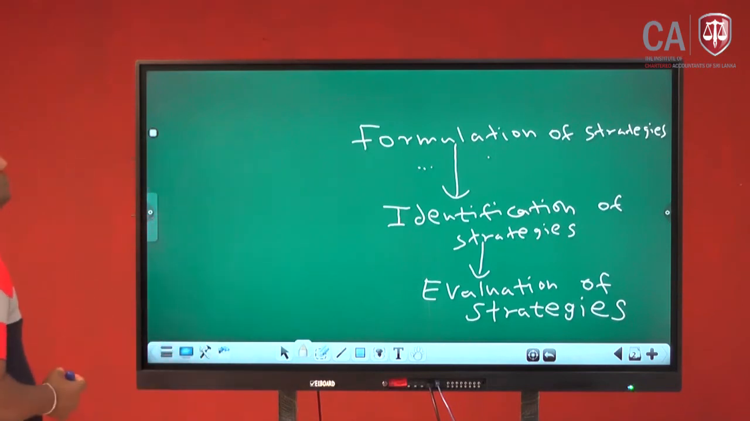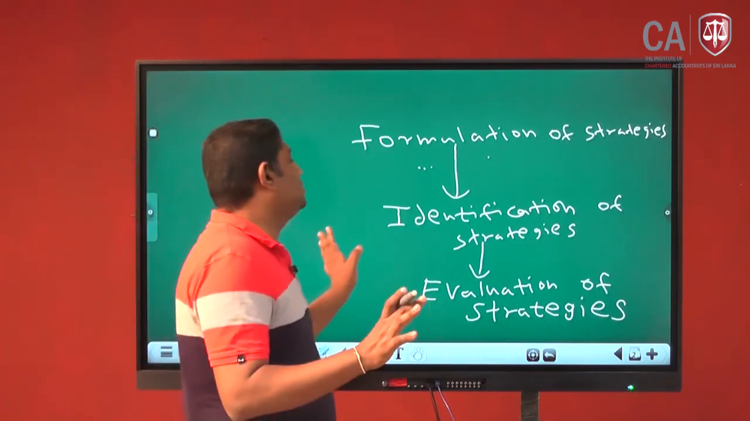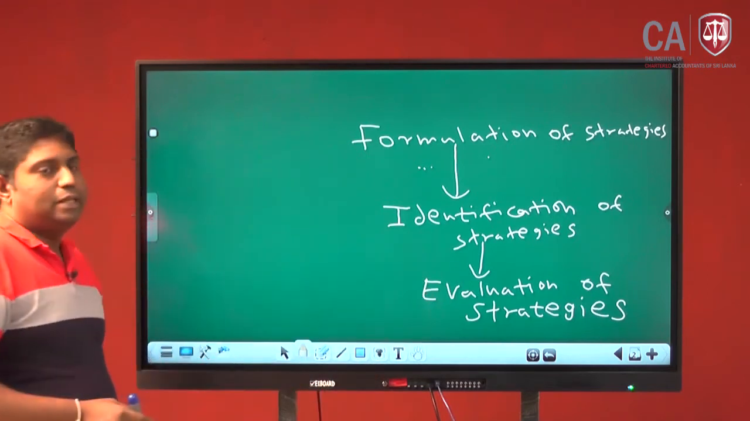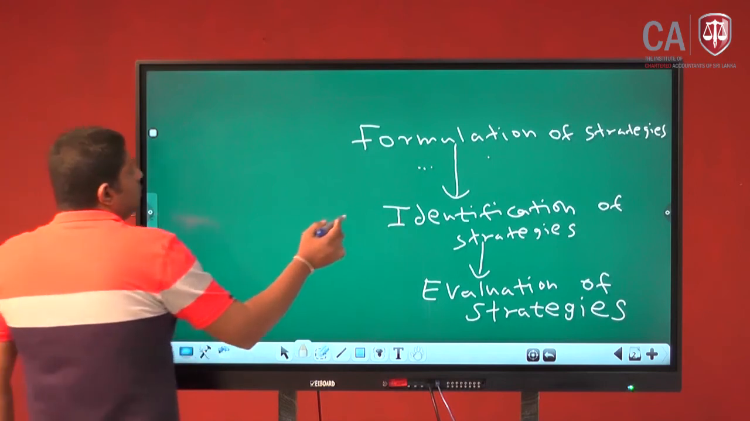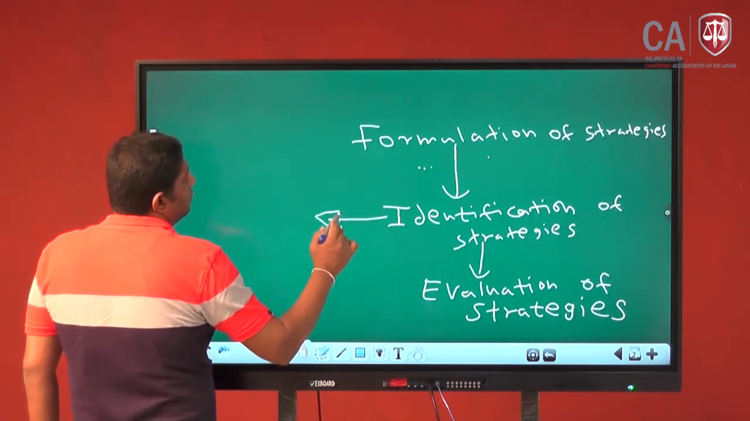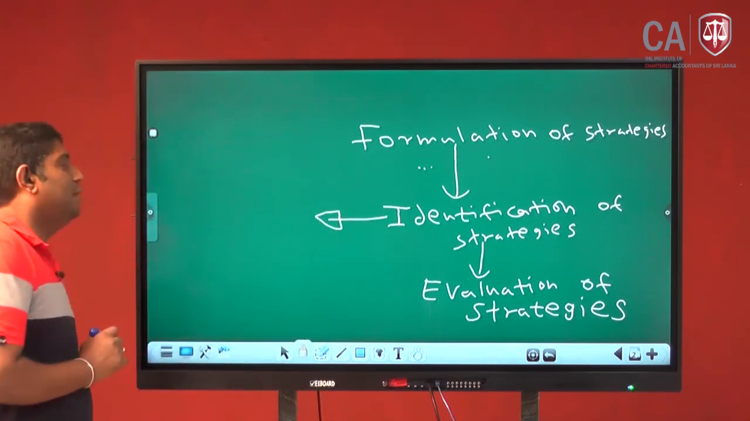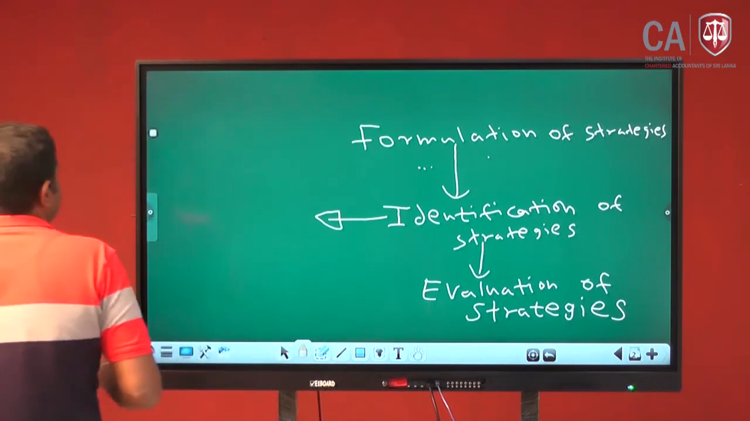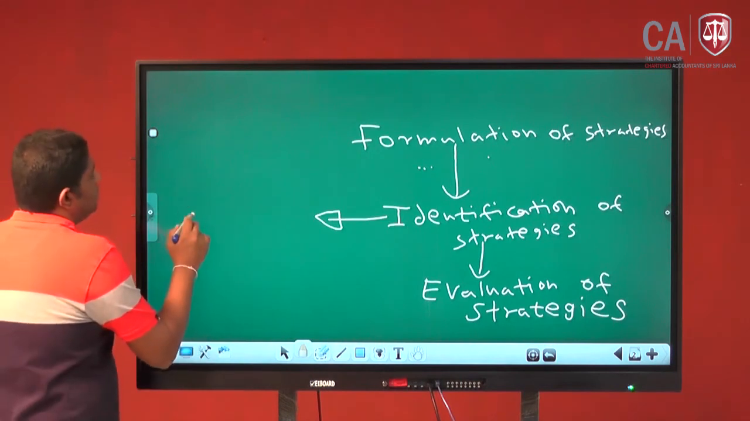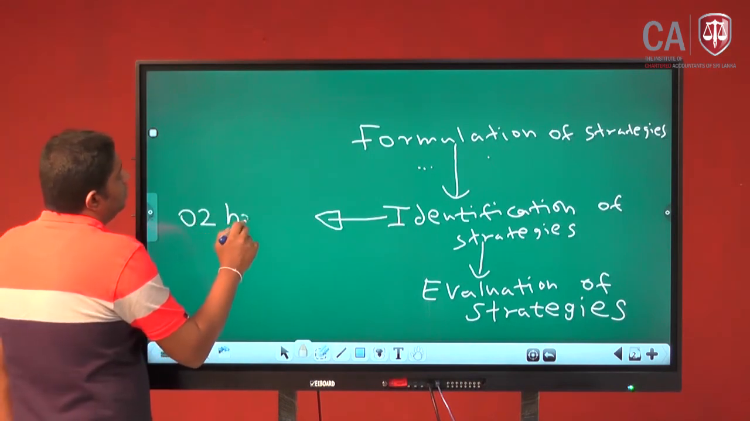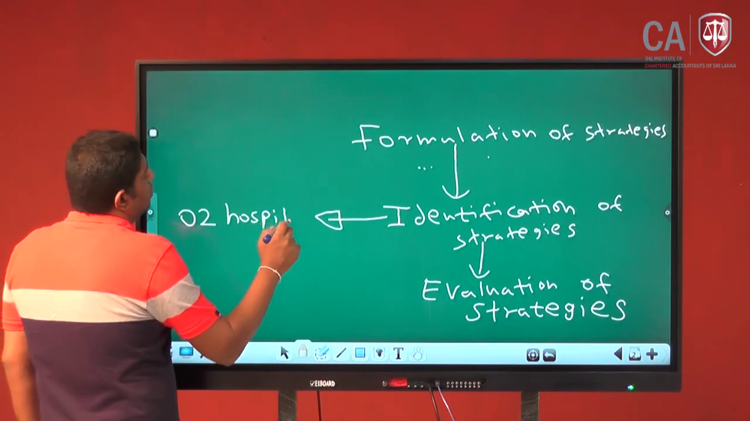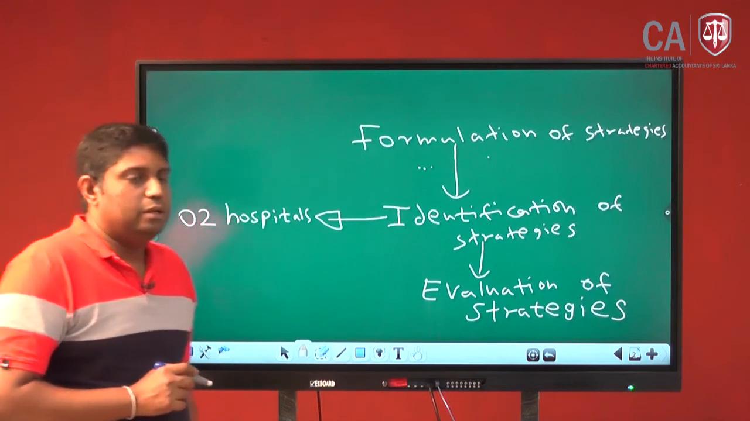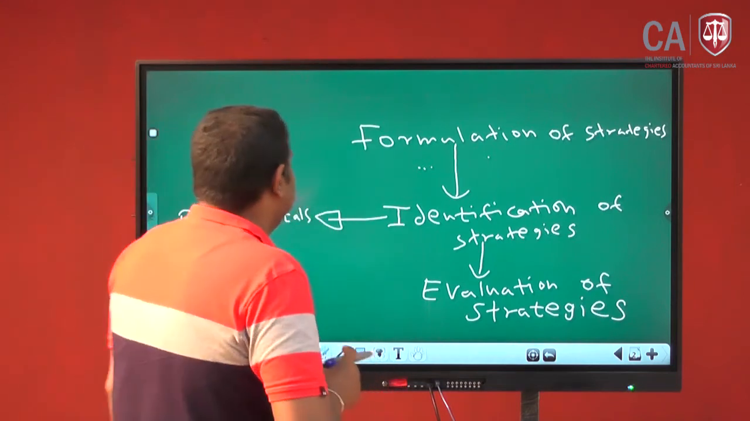These are the two parts, no? Right. Under the formulation of strategies, there are two parts: identification of strategies, then the evaluation of strategies. Now, here they have identified a strategy. The strategy they have identified is to establish two hospitals, one in Ratnapura, the other one in Kurunegala.